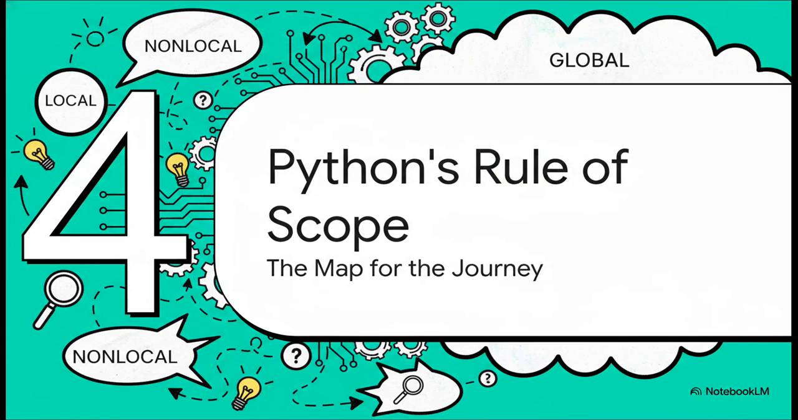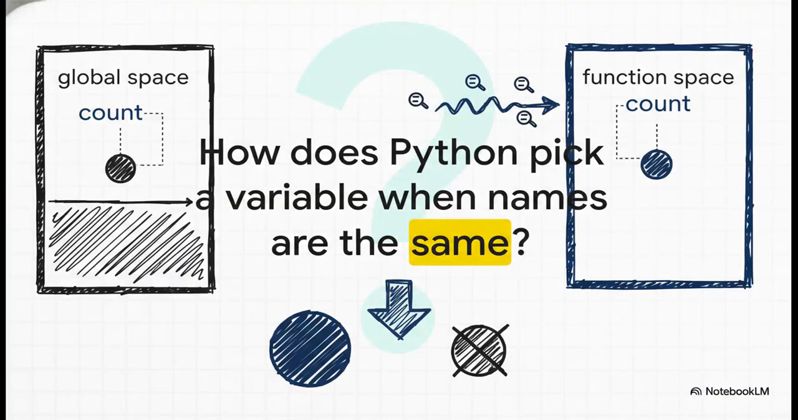Okay, we've got all these different spaces. So how on earth does Python figure out which variable you're talking about? Well, turns out it has a map. This is the million-dollar question, right? What if you have a variable called user_name inside a function, and you have another one with the exact same name out in the global space? Which one does Python use? Well, Python doesn't guess. It follows a very specific rule.